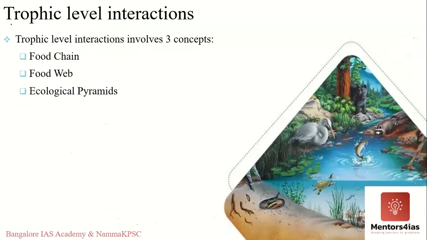So now if you've understood trophic level interactions, there are three concepts which are involved in trophic level interactions. That is food chain, food web, and ecological pyramid. In this particular video, we will be covering food chain and food web, whereas in the following and successive videos, we will be covering ecological pyramids as well.